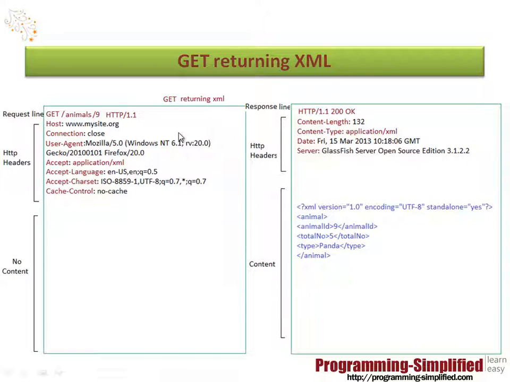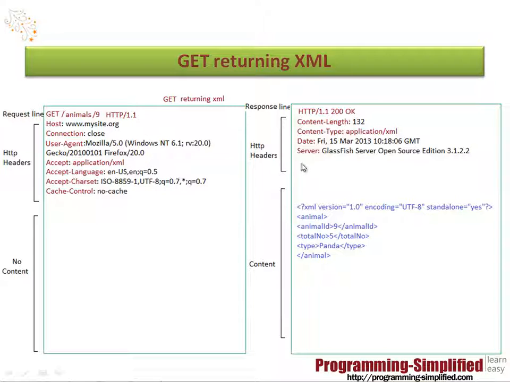Now let's consider another GET request. So over here we're requesting mysite.org/animals/9. So let's assume this URL retrieves an animal with an ID of 9. Also notice the client is only accepting XML content. Now previously the client was accepting all sorts of content, whereas now the client expects XML content.